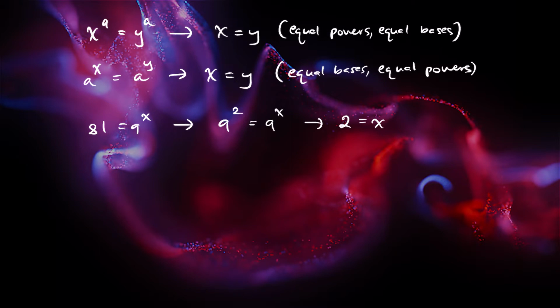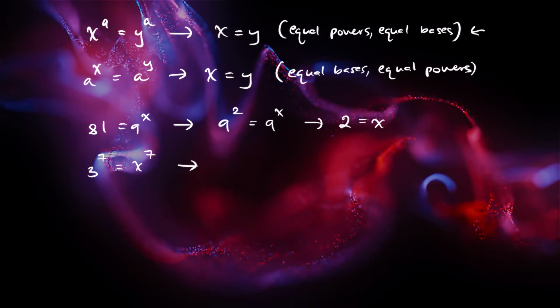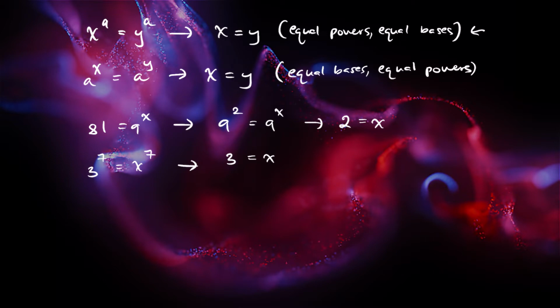What about 3 to the power of 7 is equal to x to the power of 7? We'll notice that both the left-hand side and the right-hand side of our equation have 7 as the power. And using our first rule here, if we've got equal powers, we have equal bases. So this tells us that, in fact, 3 is equal to x.